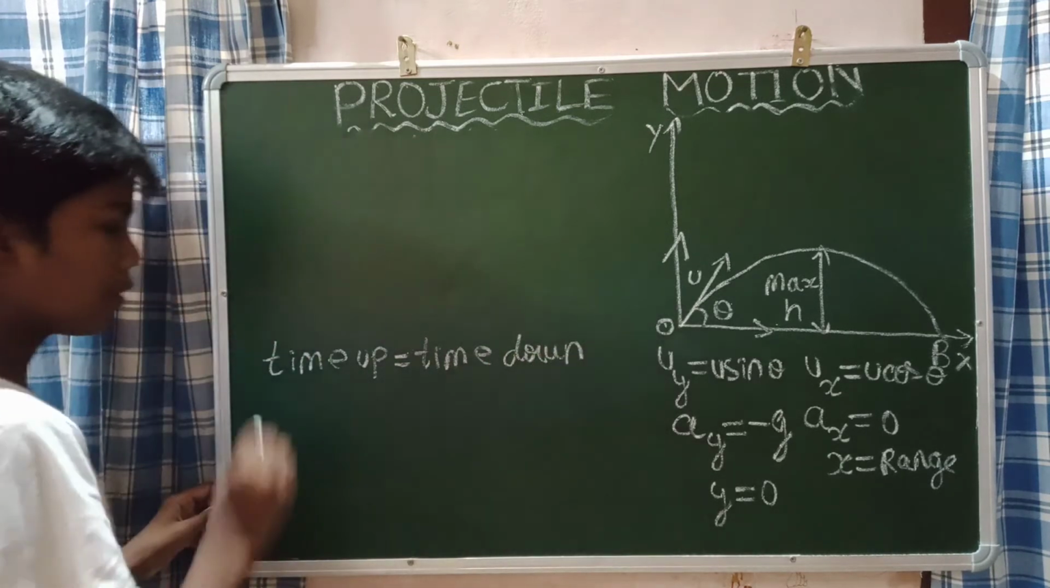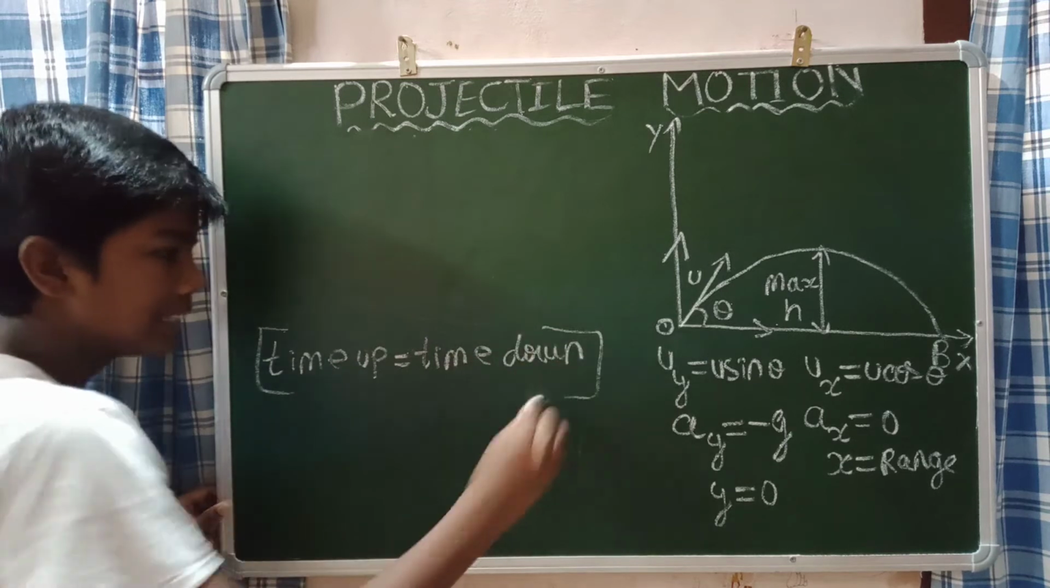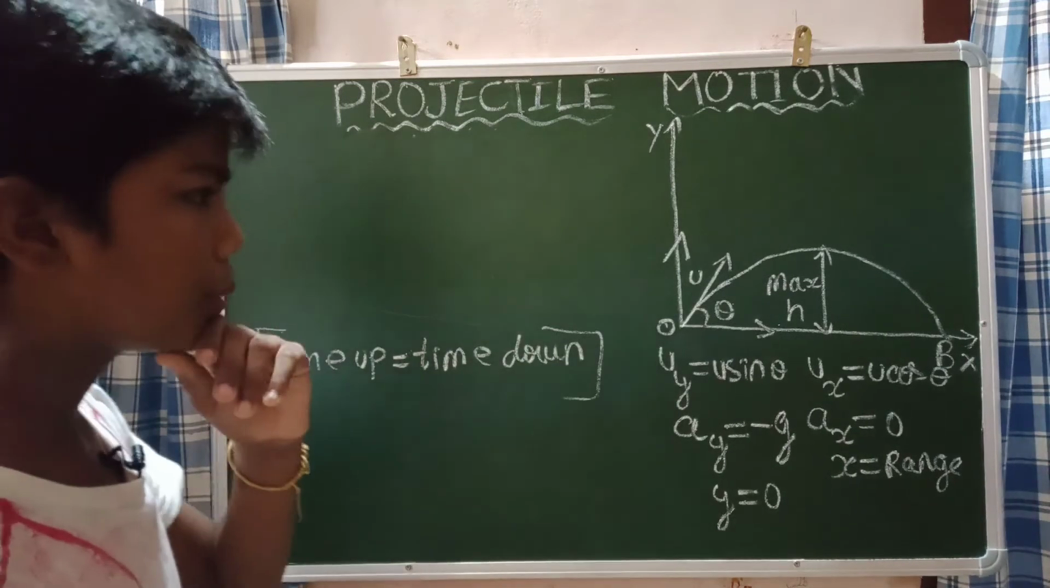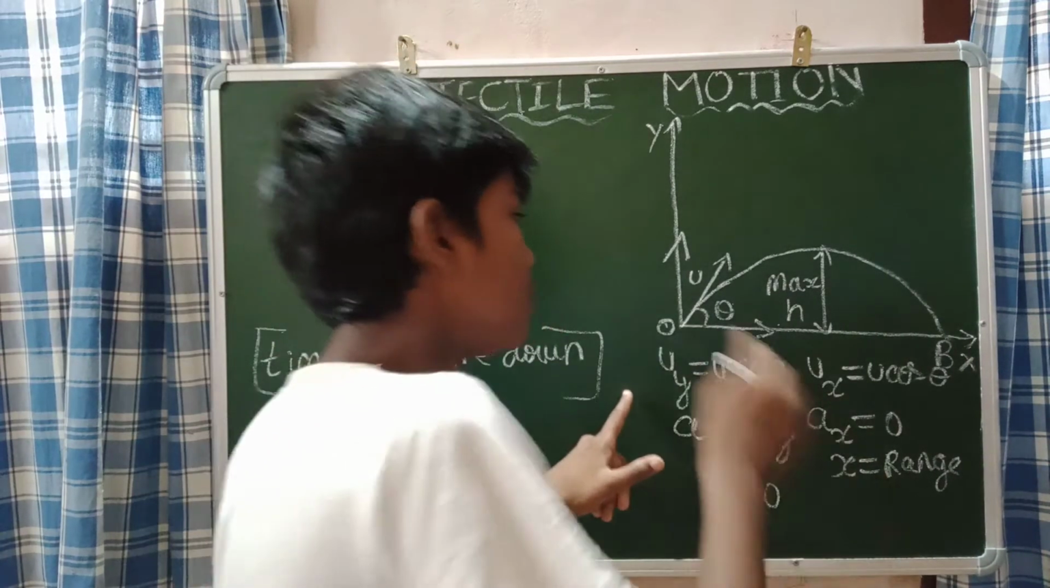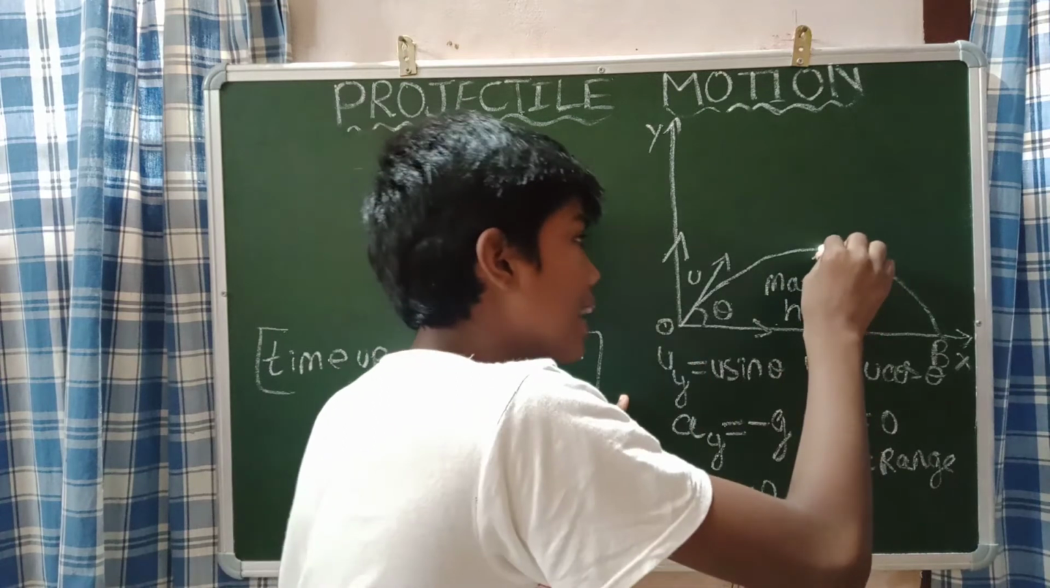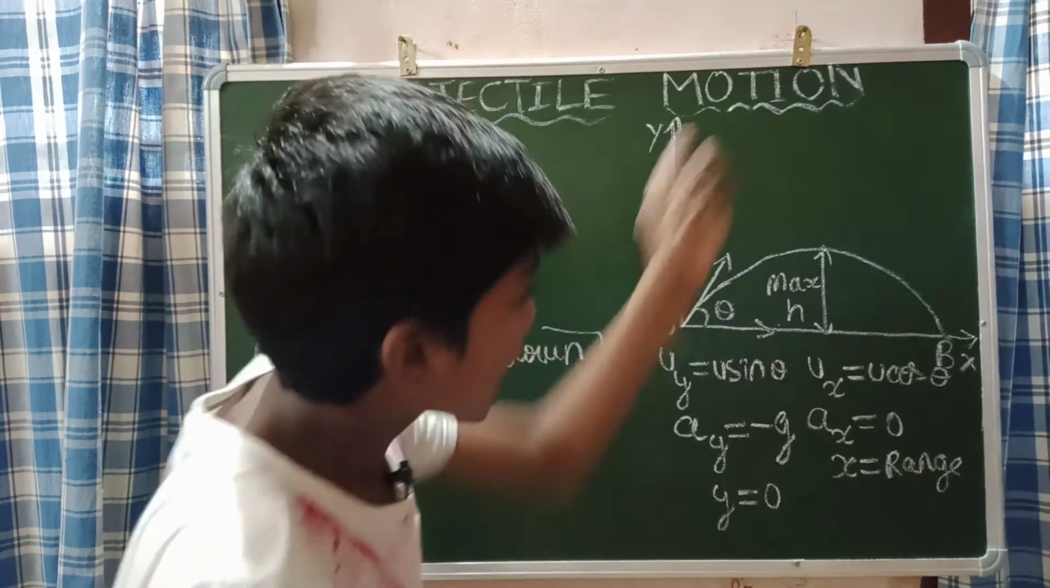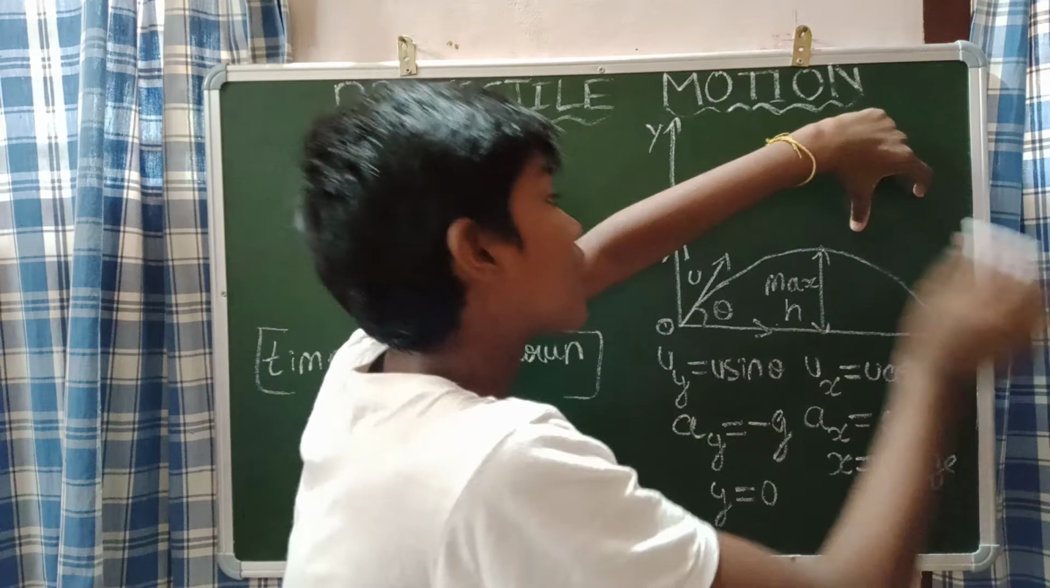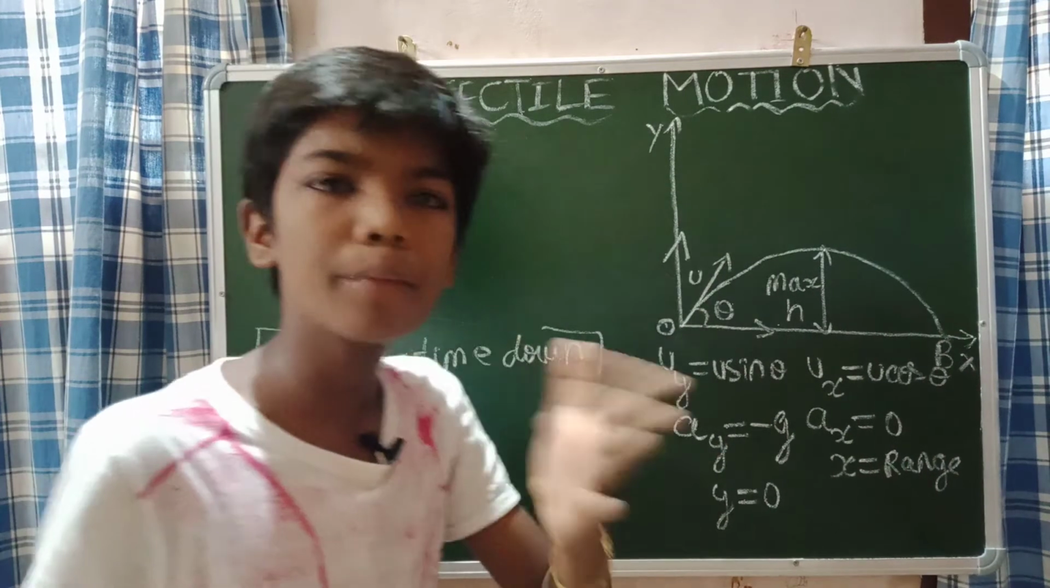Time taken to come down. What does it really mean, guys? Time taken to go up is equal to time taken to come down. What does it really mean? It means time taken to reach the maximum height is equal to time taken to reach the ground from the maximum height. What does it mean, guys?